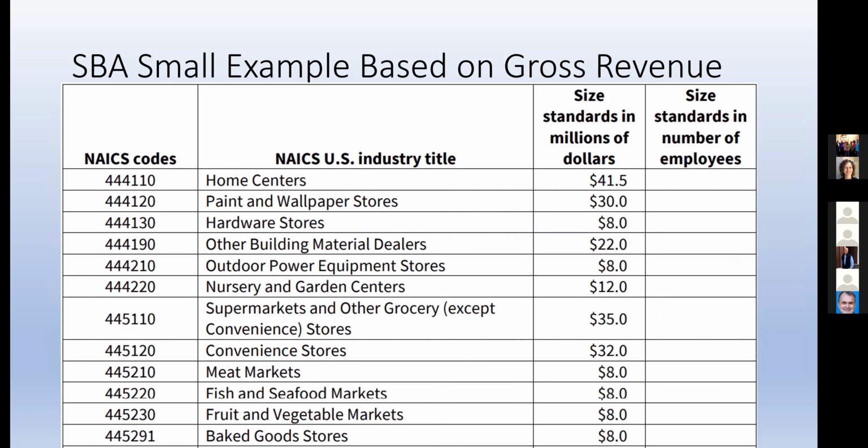Okay, in some NAICS codes or types of businesses, the designation is based on just gross revenues. What's the value of the sales that you bring in annually? And you can see for a hardware store, it's 8 million. For a convenience store, it's 32 million. If it was a meat market, it'd be 8 million, okay, in a rural area.